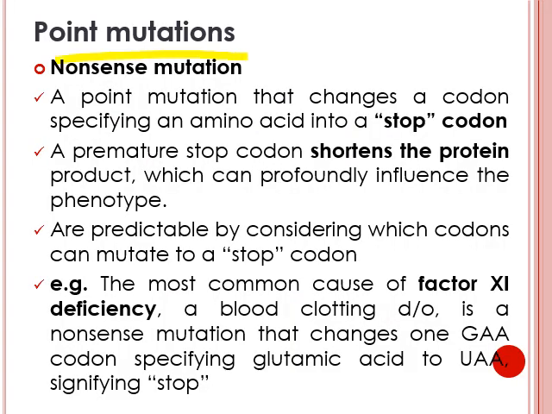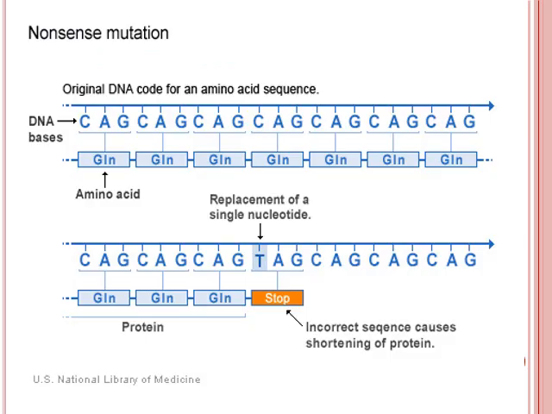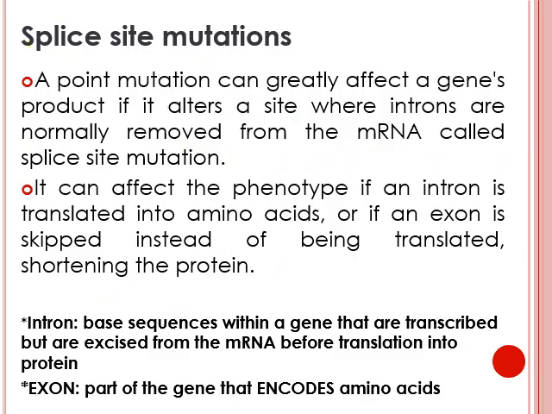A nonsense mutation is a mutation that changes a codon specifying an amino acid into a stop codon. A premature stop codon shortens the protein product. An example of that is factor 11 deficiency, a blood clotting disorder, which is a nonsense mutation. We also have a splice mutation, a mutation that can greatly affect a gene's product if it alters a site where introns are normally removed from mRNA, called a splice site mutation. It can affect the phenotype if an intron is translated into amino acids or if an exon is skipped instead of being translated, shortening the protein.